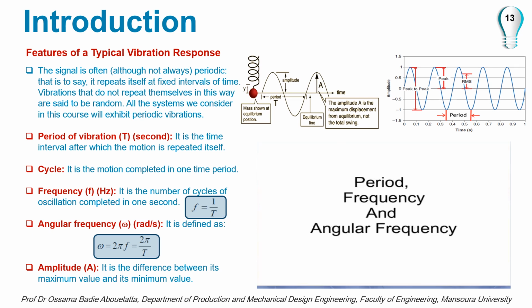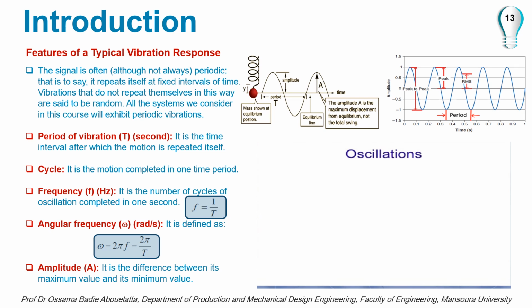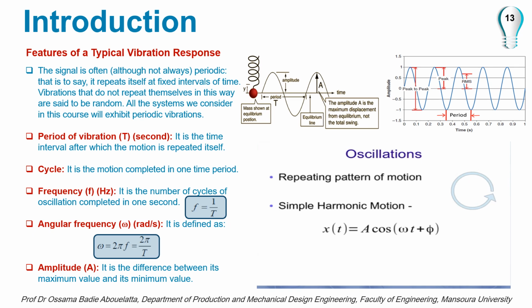Talk about period, frequency, and angular frequency. This is in the context of oscillations, and oscillations are any sort of repeating pattern of motion, for example, going around and around and around in a circle. Now, we've been looking at a specific case of oscillations called simple harmonic motion, and we have a specific equation for that that we've been working with in physics.